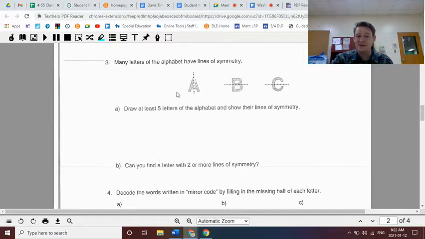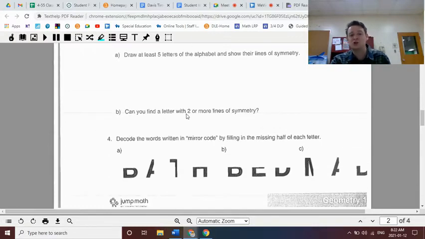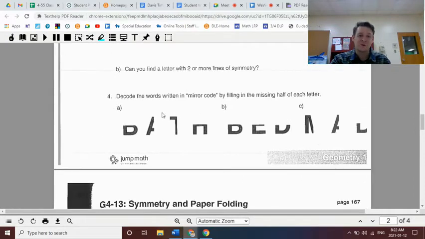So here it shows A, B, and C. You've got to come up with 5 more. And B, can you find a letter with 2 or more lines of symmetry? Number 4, decode the word written in the mirror code by filling out the missing half of each letter.